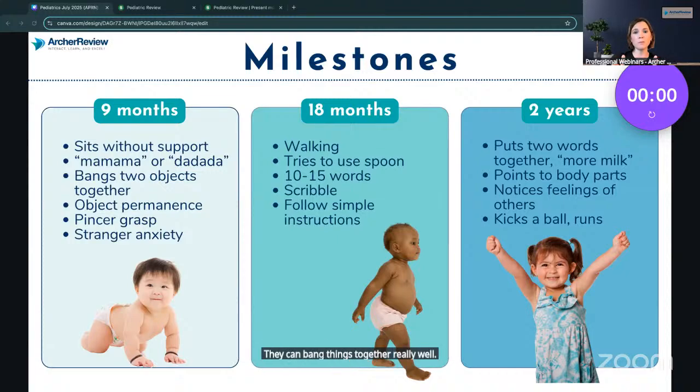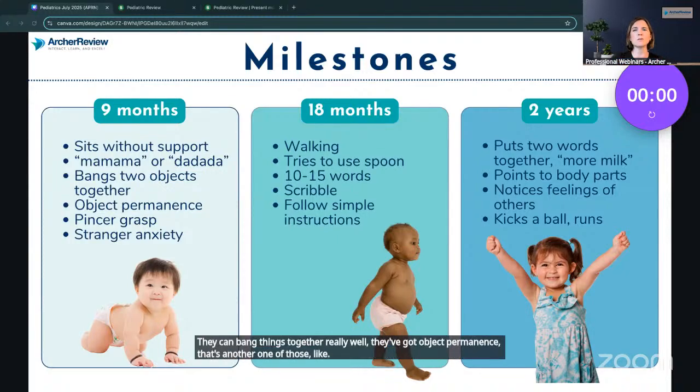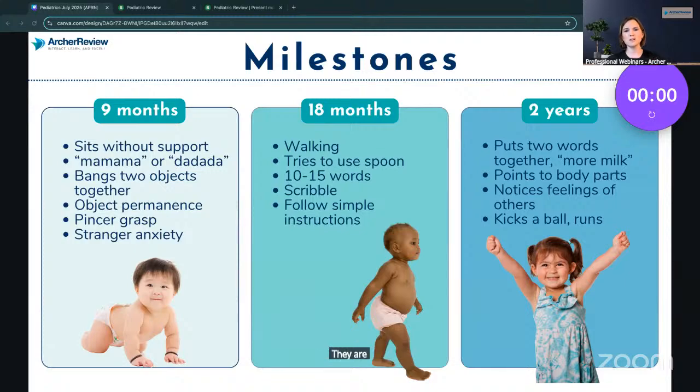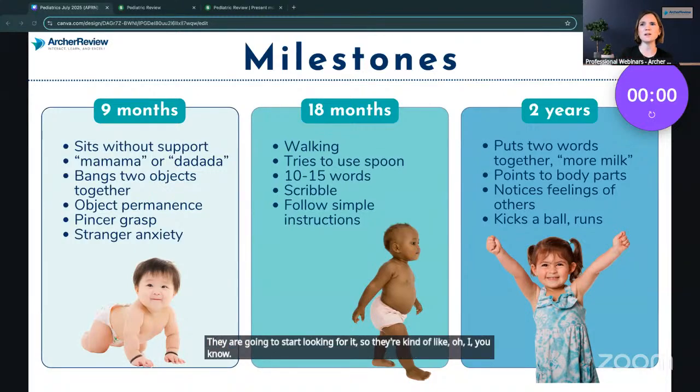They've got object permanence. That's another one of those keywords you want to remember. And that just means that if you drop something on the floor, you hide it under a blanket, they are going to start looking for it. So they're kind of like, oh, I noticed you dropped that. I'm going to go try and find it.